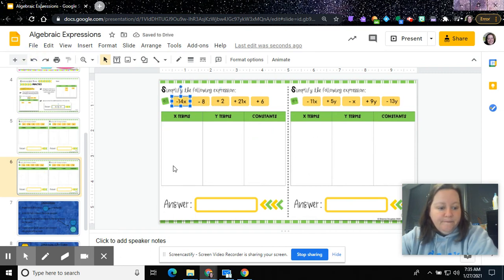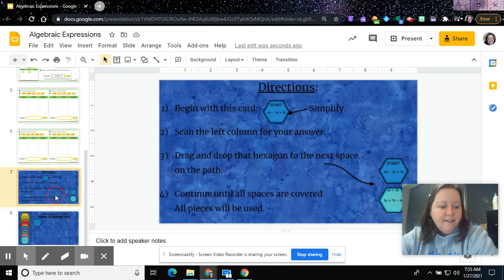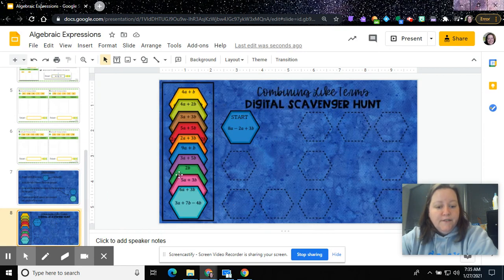And then finally today, what I want you to do is you're going to connect this puzzle. So you're going to begin with a card. You're going to look at the left column for your answer, drag and drop it to the next space, and then you'll continue until all the spaces are filled.